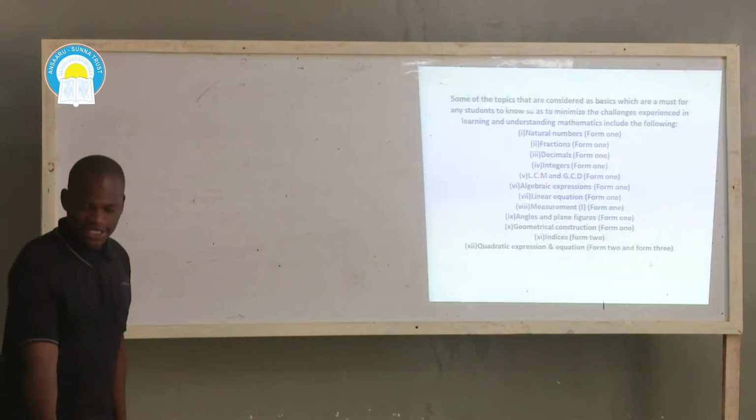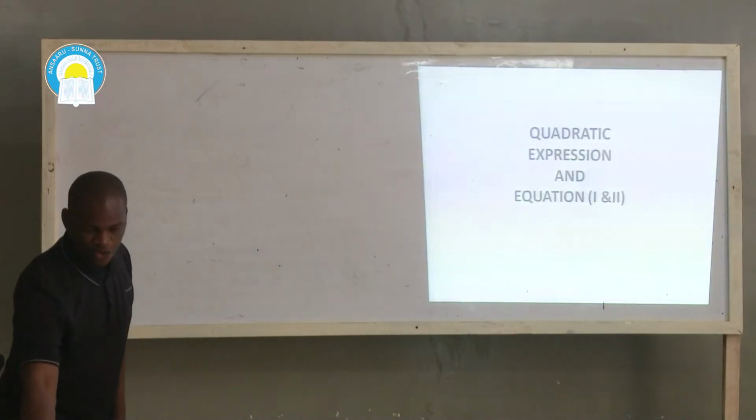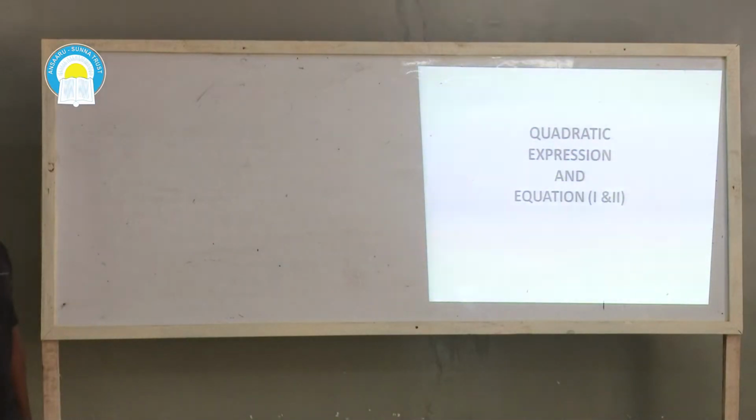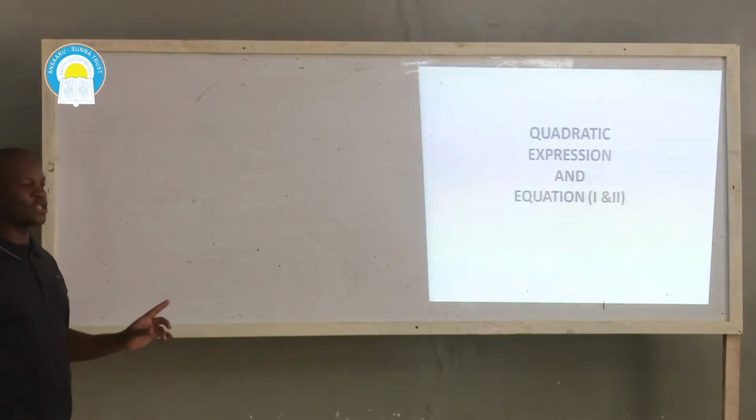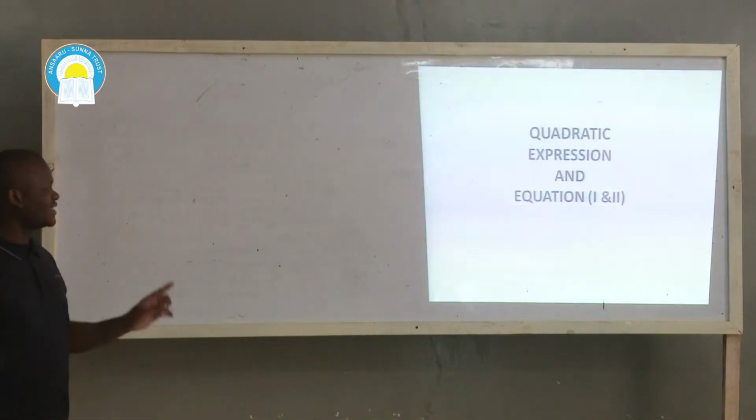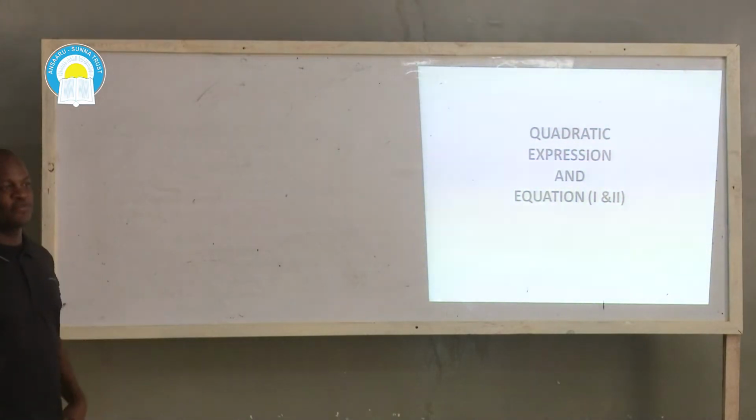Now for today, we are going to focus on a topic called quadratic expression and equation. Of course, the first bit of the topic is found in Form 2. The second bit of the topic is found in Form 3. Are we together? Now this is a topic which, if at all you have an issue with, you're going to find a lot of problem. Let me give an example.